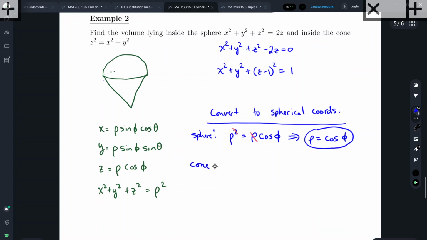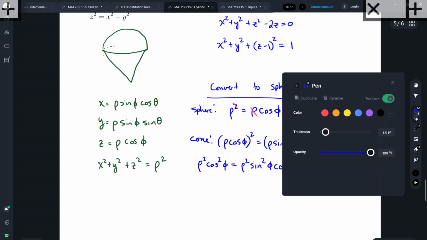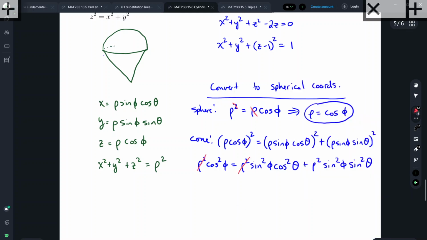So now let's do the cone. The cone is z squared is equal to x squared plus y squared. So let's do this substitution here, right? z equals rho cosine phi, so that's squared, and then x squared plus y squared: we have rho sine phi cosine theta squared plus rho sine phi sine theta squared. Okay, so now let's simplify this. I have rho squared cosine squared phi is equal to rho squared sine squared phi cosine squared theta plus rho squared sine squared phi sine squared theta. First of all, I can divide everything by rho squared, so that will cancel this, that will cancel this, that will cancel this.